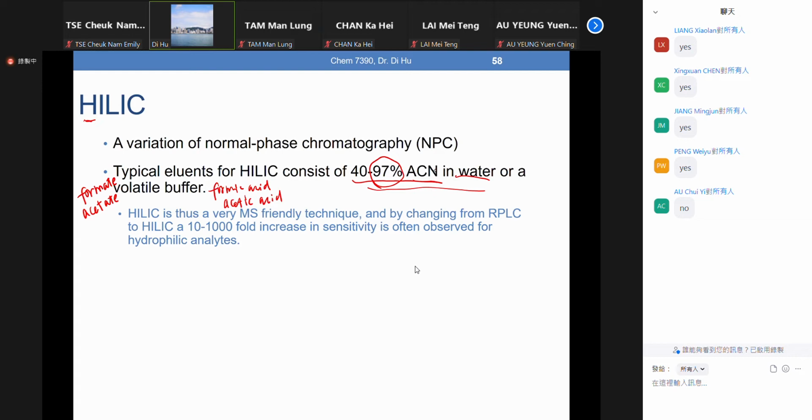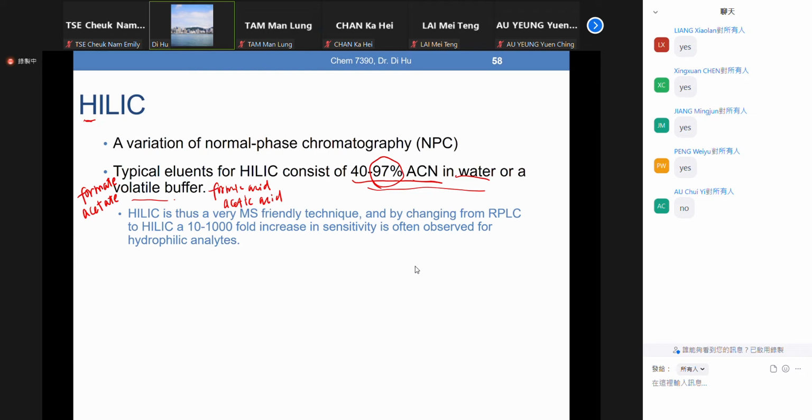ACN is easier to evaporate, so in ESI it can really help increase the ionization efficiency. Also, it contains volatile buffer, which also increases the ionization efficiency in ESI. That's why HILIC is a very mass-friendly technique, and by changing from reversed phase liquid chromatography to HILIC, it can increase the sensitivity by 10 to 1,000-fold.